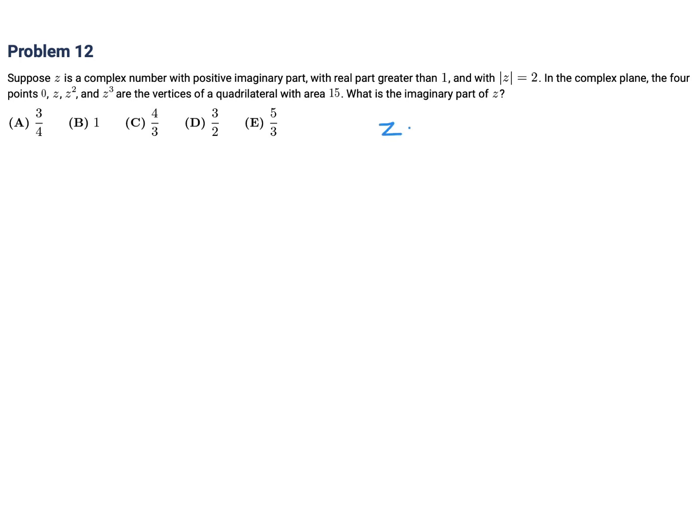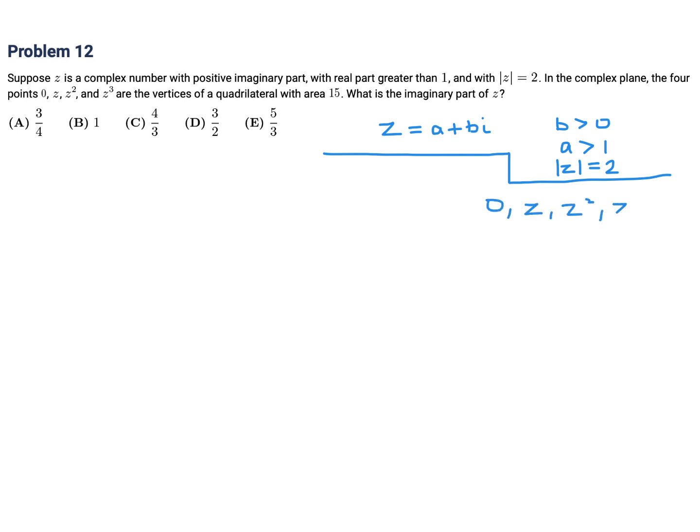Let me just summarize this. z is some complex number of the form a plus bi. B, they're saying, is greater than 0, and they have said that the real part is greater than 1. Magnitude of z is 2. Any other information they've given me? I think that's it. Okay, so that's a pretty decent summary. And then they're saying that they've got 4 vertices: 0, z, z squared, and z cubed.